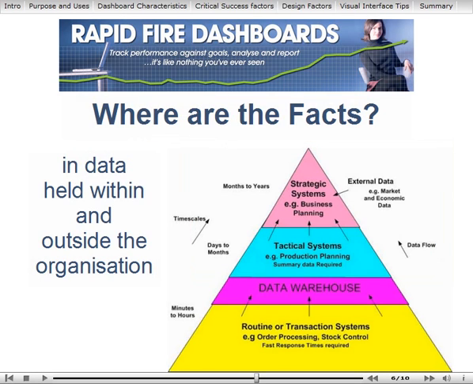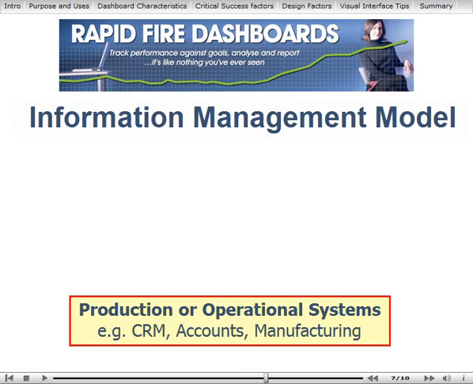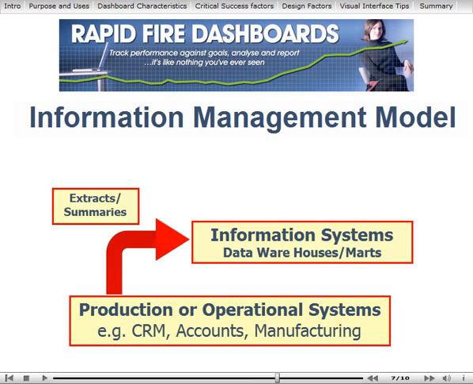So where do dashboards fit into this pyramid of data? Let's find out. Let's simplify the model we've just seen into the following model. At the base we have the production or operational systems, such as the CRM and the accounts. Data is then extracted and summarized into the information system level. In the traditional model, the information systems are supported by the data warehouses or data marts. Data marts are just a subset of the data for a business.